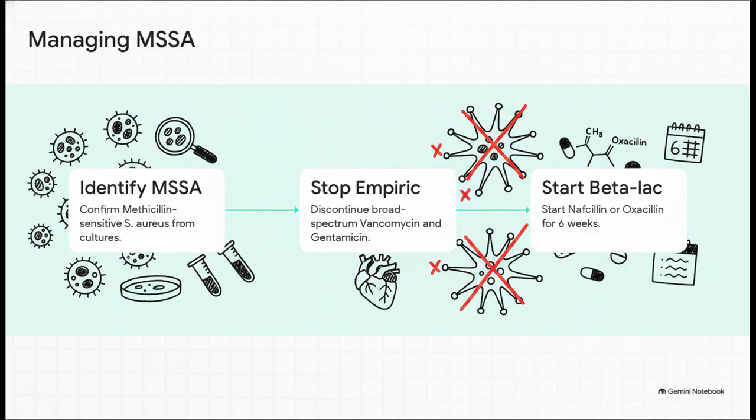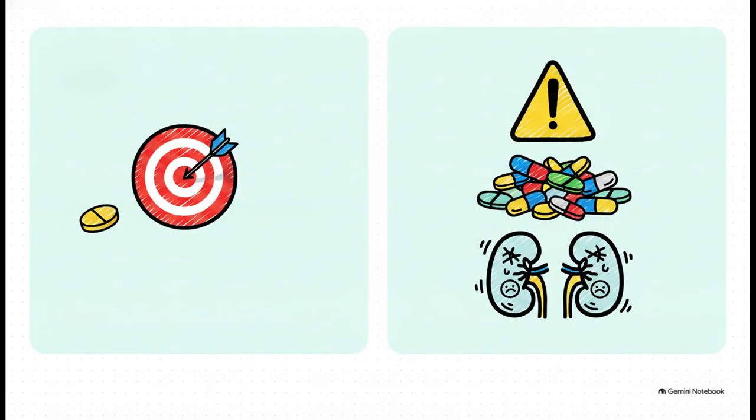Your empiric cultures return and confirm methicillin-sensitive Staphylococcus aureus, MSSA, and let's say the patient has no beta-lactam allergies. Step 2. You immediately stop the broad-spectrum empiric vancomycin and gentamicin. Step 3. You start a narrow-spectrum beta-lactam, specifically nafcillin or oxacillin for a standard 6-week monotherapy course, assuming no metastatic complications. So why do we make this switch?